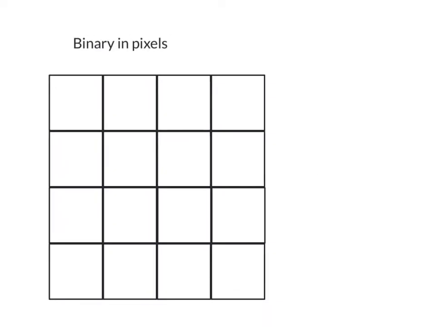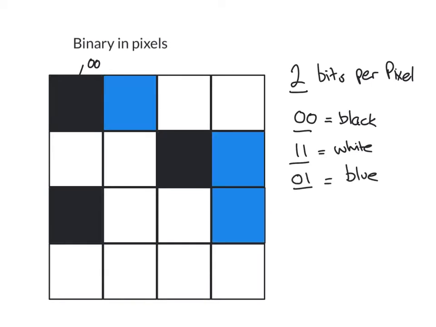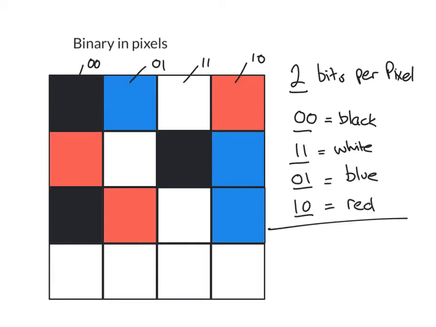So what if we use 2 bits per pixel? Well, that means we're not limited to only 0 or 1 or black and white. We can actually have 0, 0, which might be black. We might have 1, 1, which is white, but we might have 0, 1, which is blue, and 1, 0, which is red. Now, by using 2 bits per pixel, it's allowed us to have 4 different colours because that's the amount of combinations we can have with 2 numbers, 1 or a 0. 0, 0, 1, 1, 1, 0, and 0, 1.